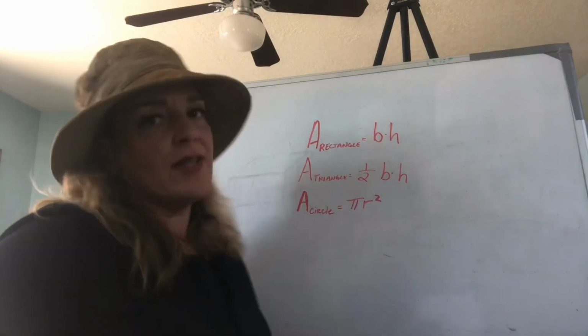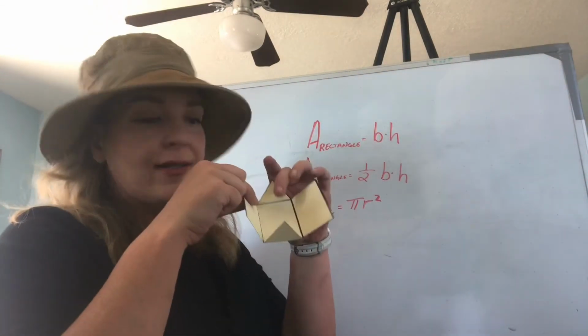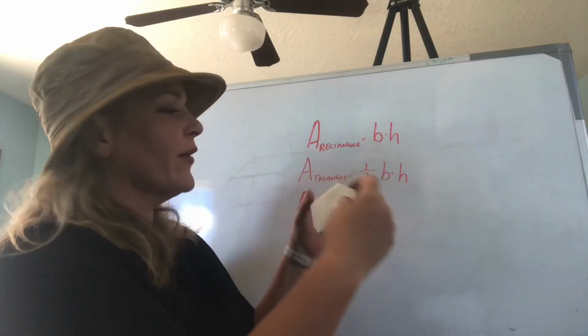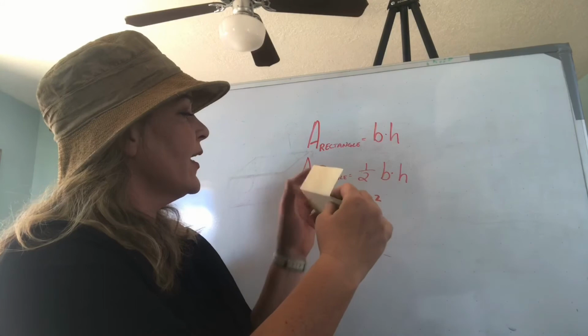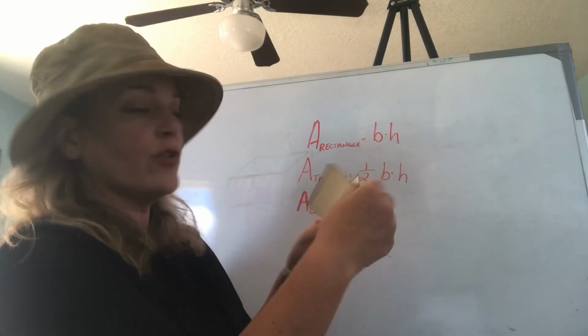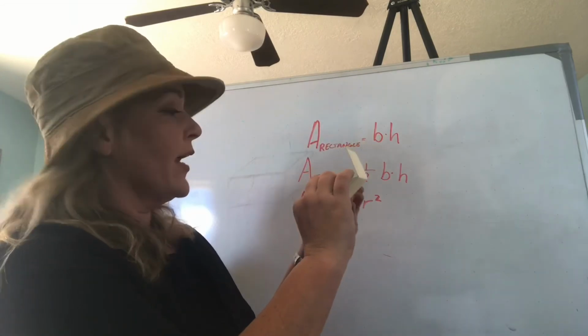So for all of these, I want you guys to remember, for all your nets, these are the formulas you're going to need. Area of a rectangle, base times height. Area of a triangle, 1/2 base times height. Here's my triangle.